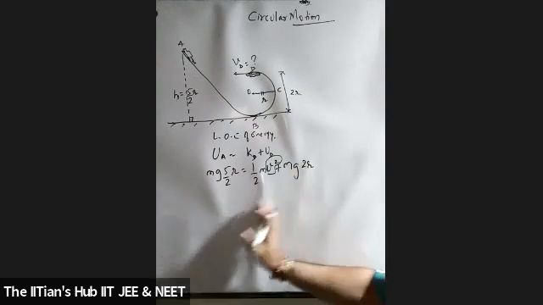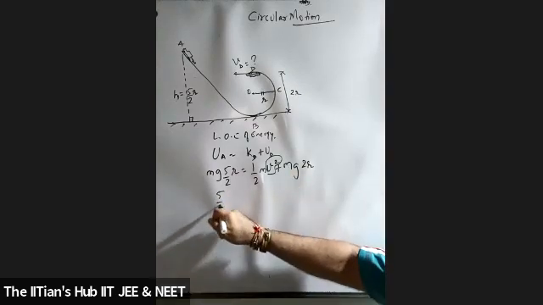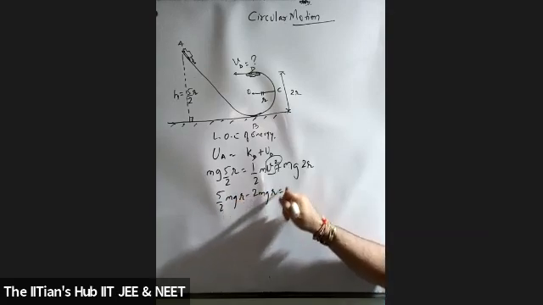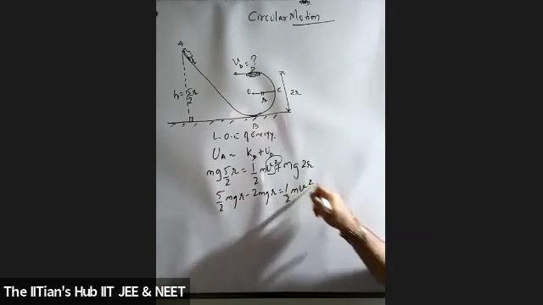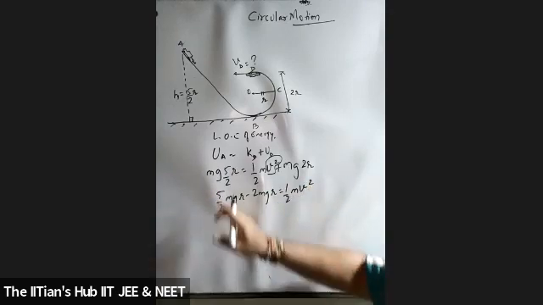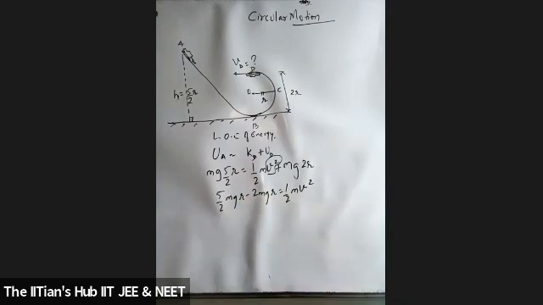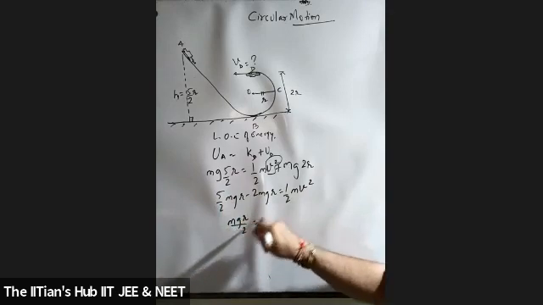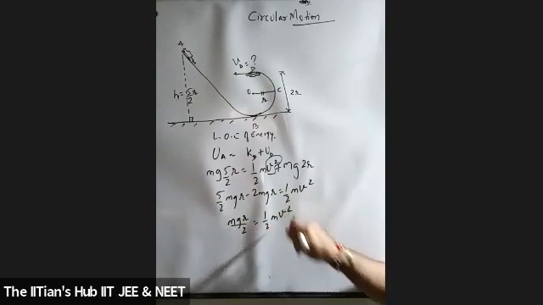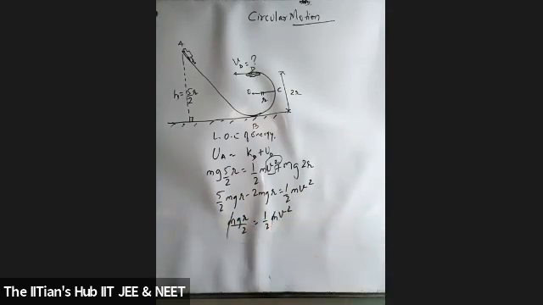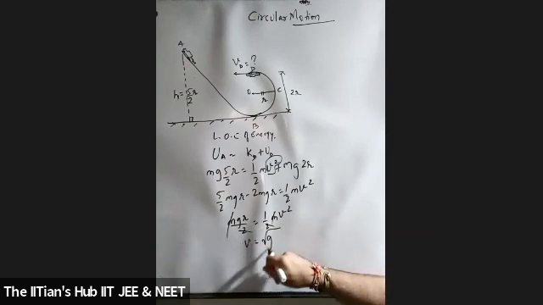Now see students, if I try to shift this, what will be? It's 5/2 mgr minus 2 mgr is equal to half mv square. Agreed? What is 5/2 minus 2? So that will be equal to 1/2. Sorry, 5/2 minus 2 is 1/2, that is mgr by 2 is equal to half mv square. m will get cancelled, 2 also will get cancelled. Students, what's the velocity? Under root gr.